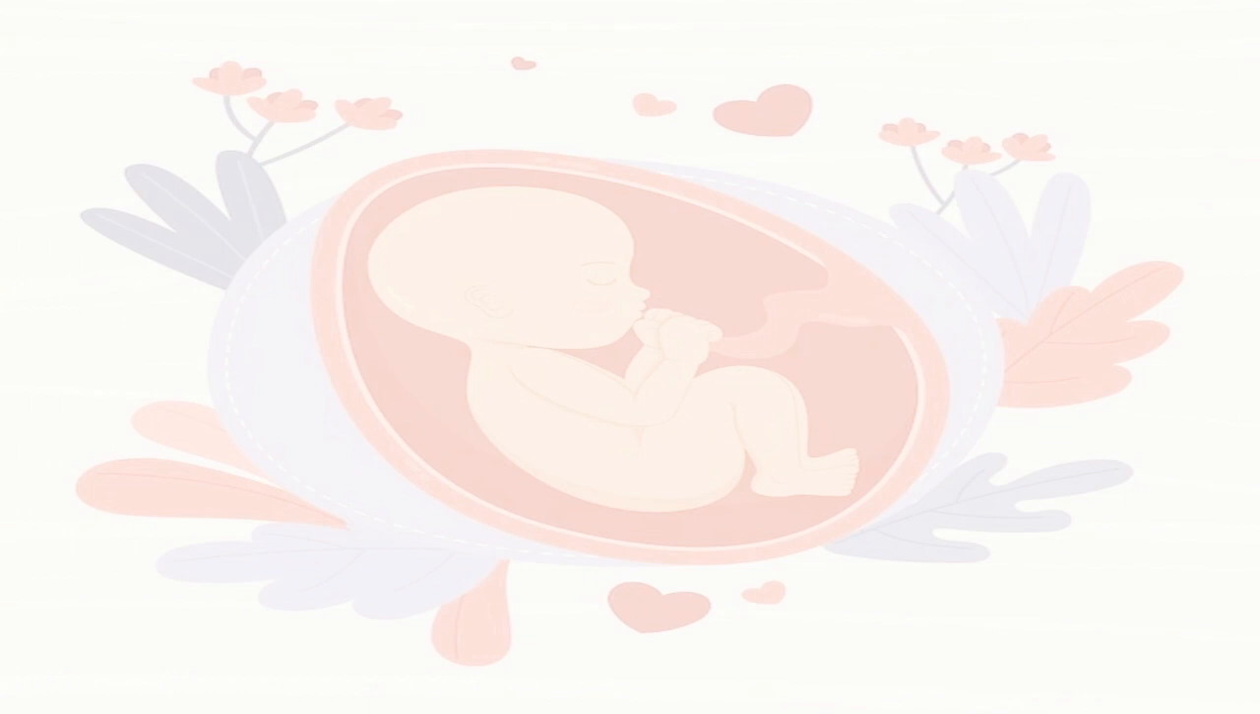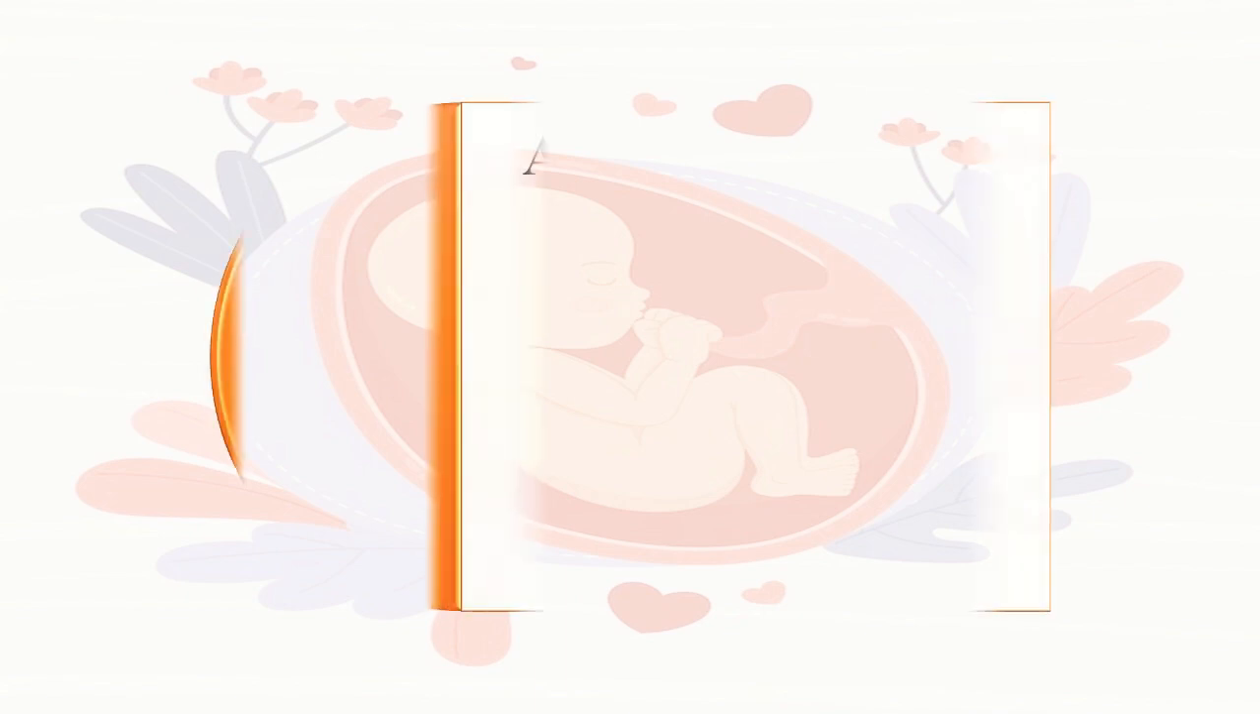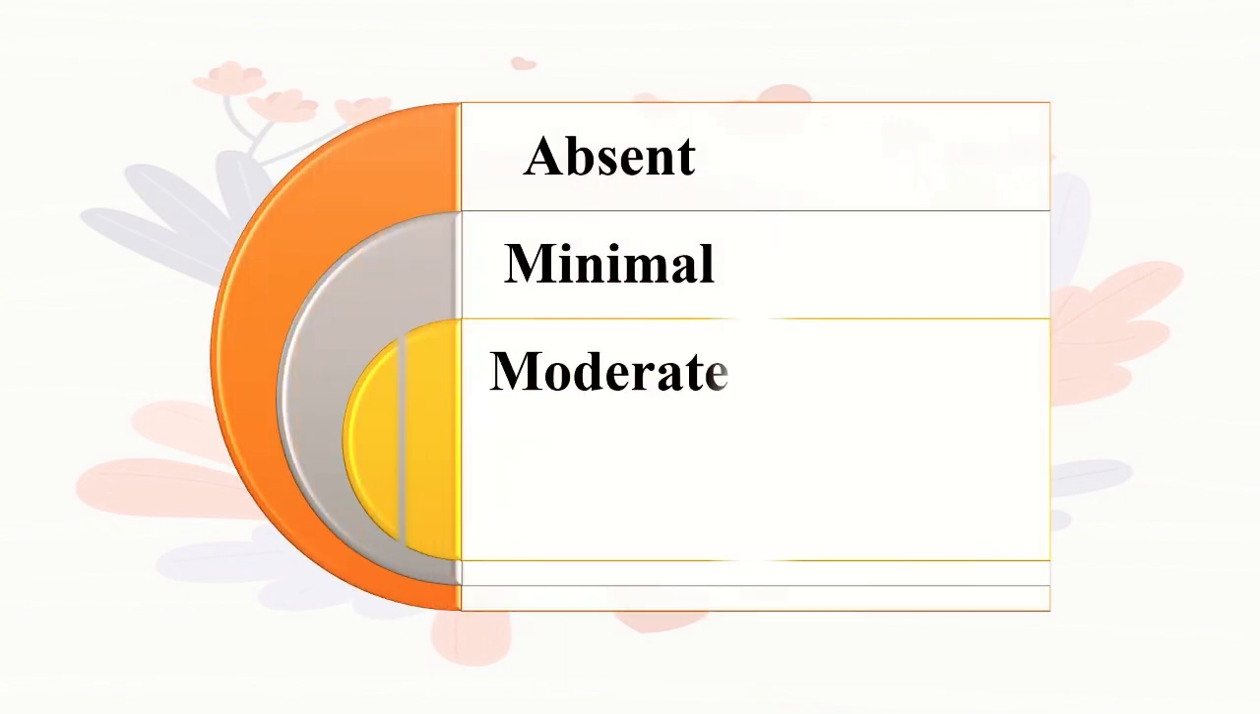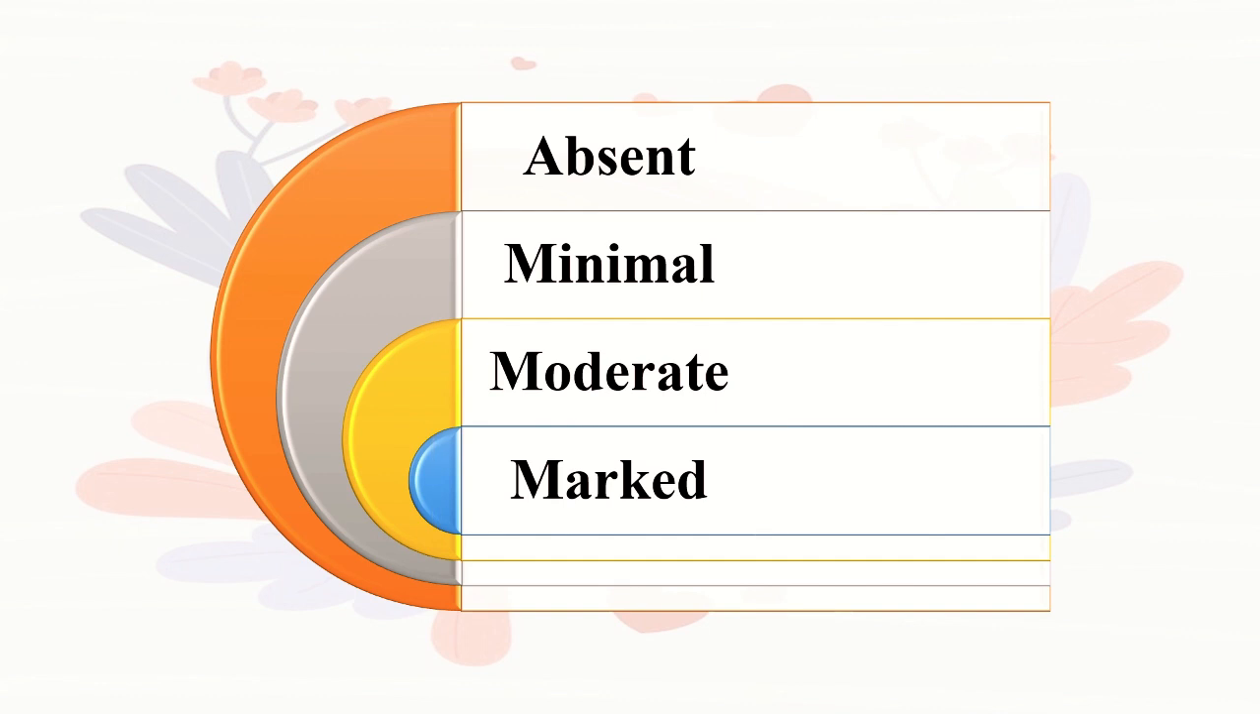Based on the range of variability, it can be categorized as absent, minimal, moderate, and marked variability. Absent, when the variability is undetectable, that is, there is none or very minimal fluctuation in the FHR value compared to the baseline FHR. Minimal when the fluctuation, that is the upward and downward displacement of the FHR in comparison to the baseline FHR, is greater than undetectable but less than or equal to 5 beats per minute.